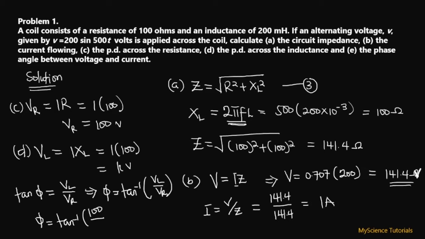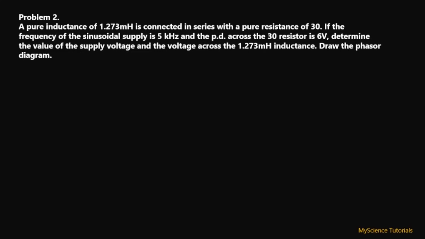Sorry, this is 100 volts. Okay, so this is 100 over 100, which is 1. And then the tan inverse of 1 is equal to 45 degrees. So it means the phasor angle, or the phase angle between the voltage and the current, is at an angle of 45 degrees. All right, let's have a look at another problem.